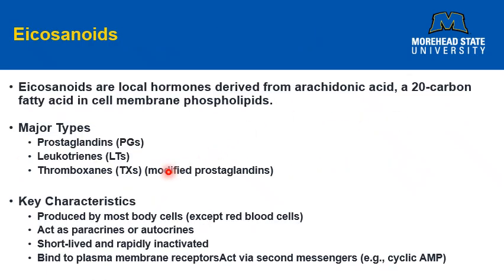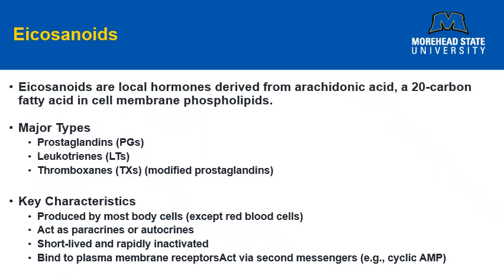Now, eicosanoids are local hormones. So these are getting into some different hormones that those tissues can also produce. They're derived from arachidonic acid, a 20 carbon fatty acid in a cell membrane, like a phospholipid. There are three major types: prostaglandins, leukotrienes, and thromboxanes.